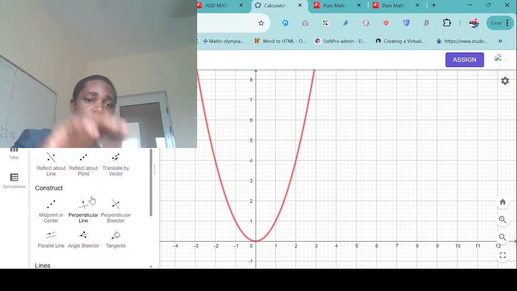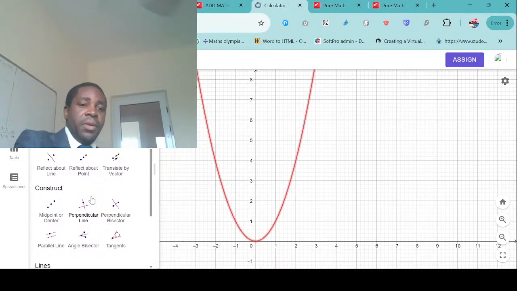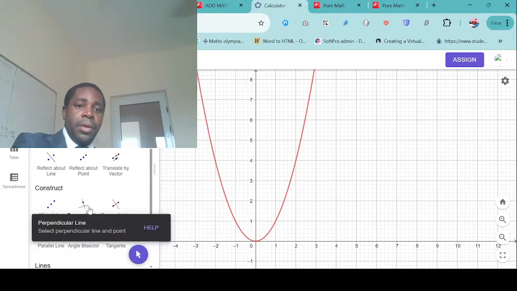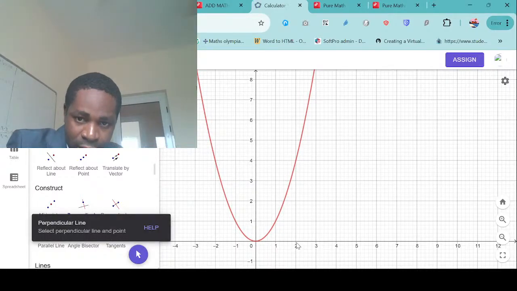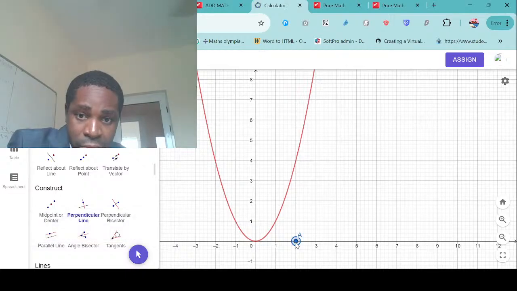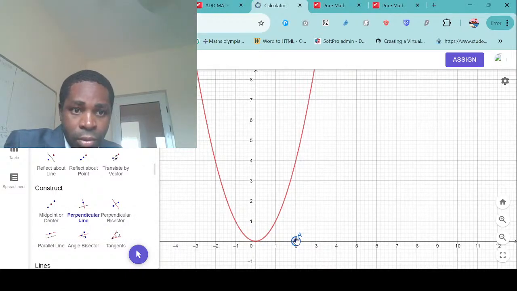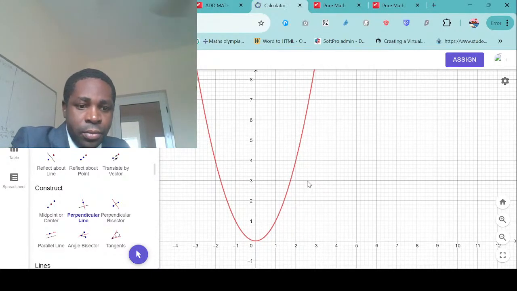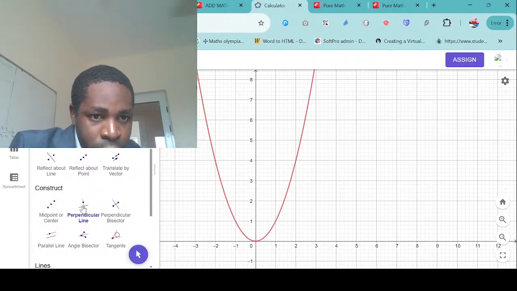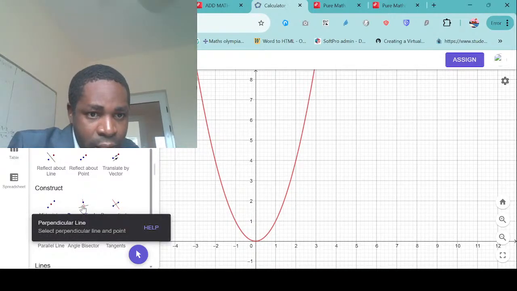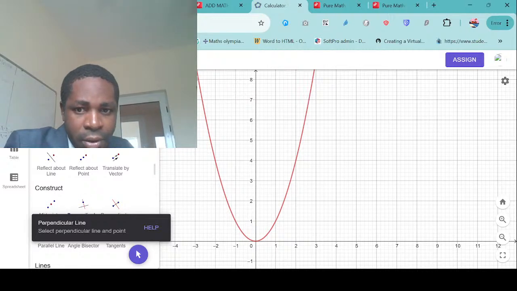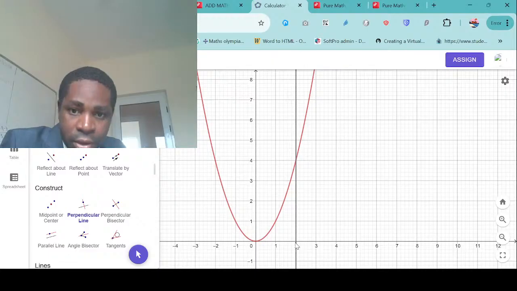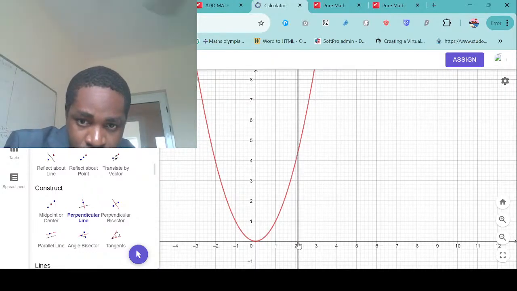Sorry about that. So now we can take the perpendicular line from here. Okay. So then we pick this exact point at 2. So let me do this again. Select a line, select a perpendicular line and point. So I'll pick the perpendicular line. So this is the point here.